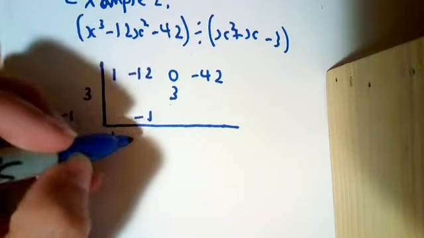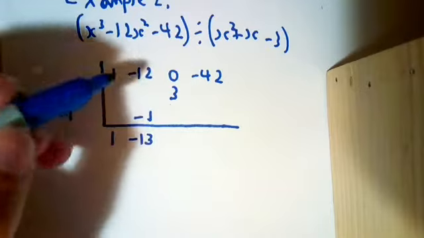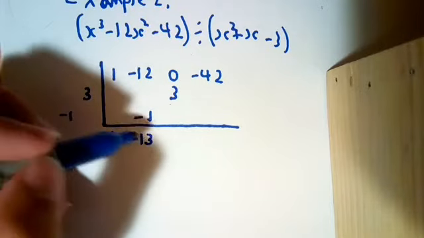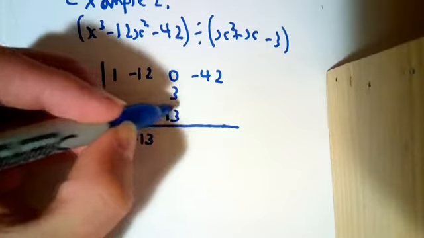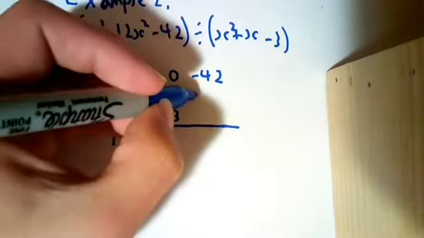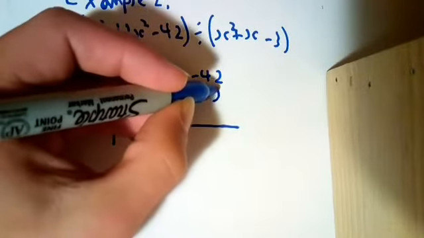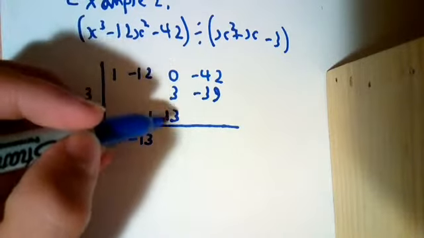And we add up in the first column what we can to get minus 13. And now we multiply minus 13 by our divisor's terms. So that gives us plus 13 and minus 39. Now we can't go any more because we've gone under all of our coefficients of the dividend. Now we add these two up.